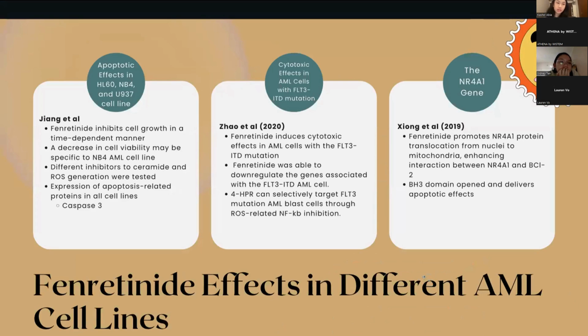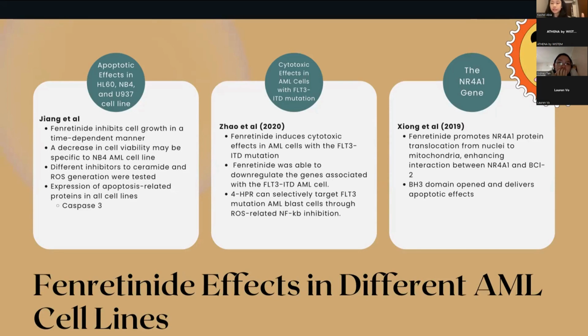Next, I would like to talk about the conclusions that we drew from the research paper. So here is a summary of all the literature reviewed. First is that apoptosis in different AML cells, when treated with fenretinide, of course, may be cell line specific. AML cells are not just one type of cell. There are many cell lines. There are many models used to study the cancer biology of acute myeloid leukemia.